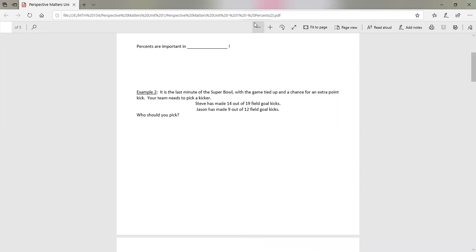So for example, 2. Okay, so this time we're looking at a field goal kicker for the extra point kick last minute of the Super Bowl. Very exciting. And we're trying to figure out who we would pick for that. Okay, so at first glance, Steve's made 14, Jason's made 9. So this would be a great opportunity to convert them both to percentages and figure out who has a better percentage and who you want to pick. So go ahead and pause, try it out, and then come back.